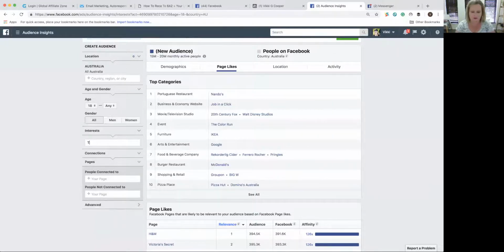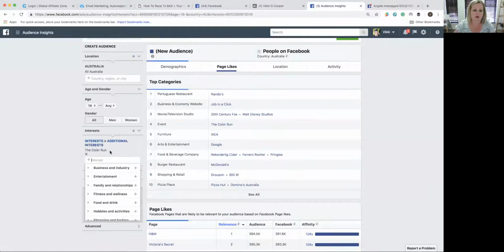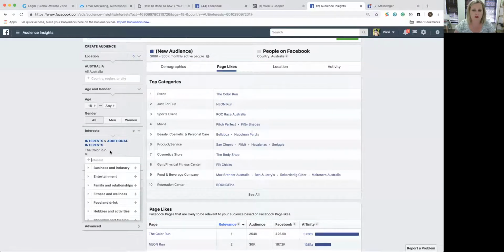The next one I did was The Colour Run. So I've popped that down in my little mind map out from Tony Robbins, and I've written down 300 to 350K and highlighted it. So that's a really good targeted interest that a lot of people probably aren't targeting in their Facebook advertising. So that's a really good one to target.